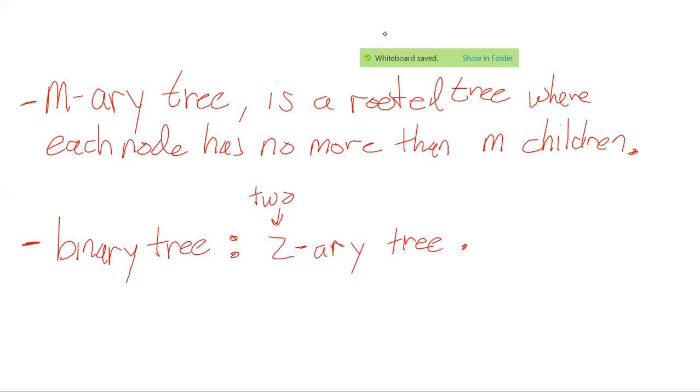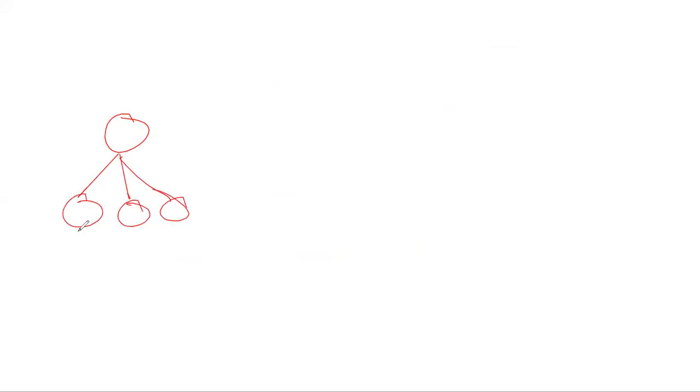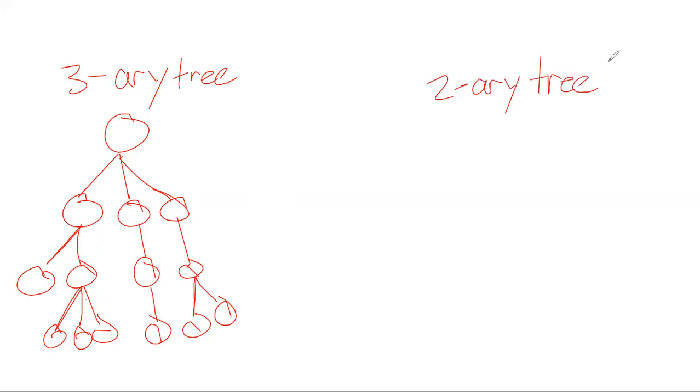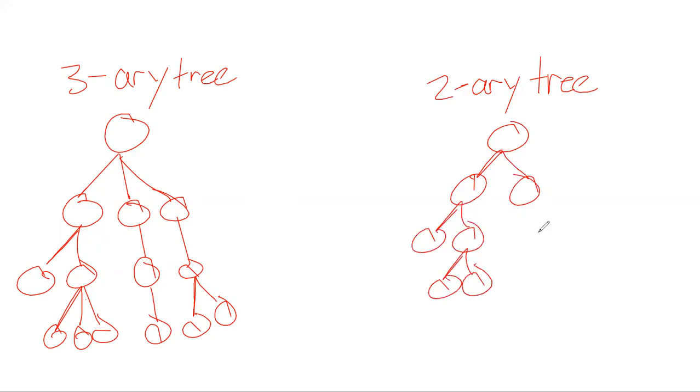A few examples of these. Here is a three-ary tree, as each node has no more than three children. And here is a binary tree, or a two-ary tree. Again, each node has no more than two children.